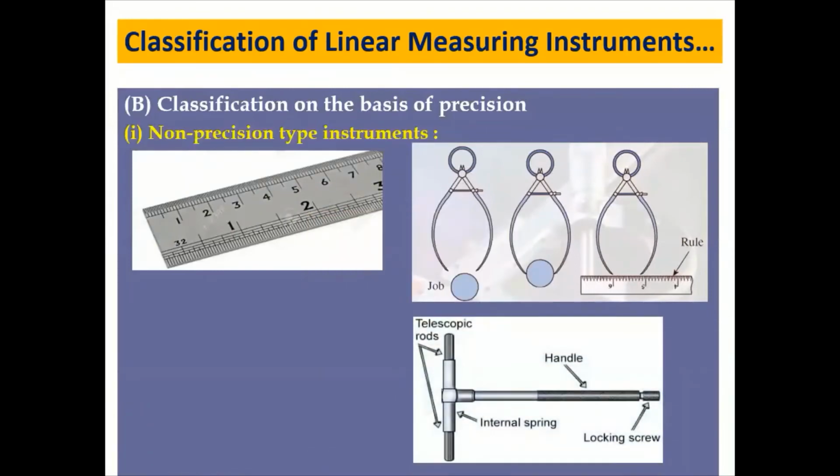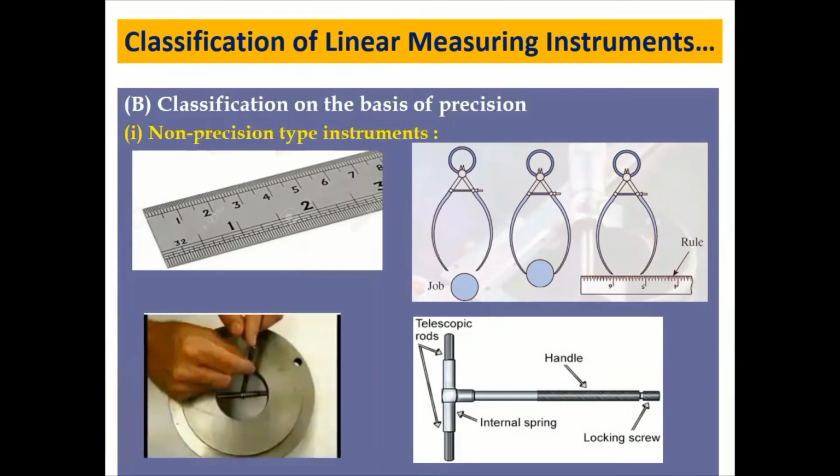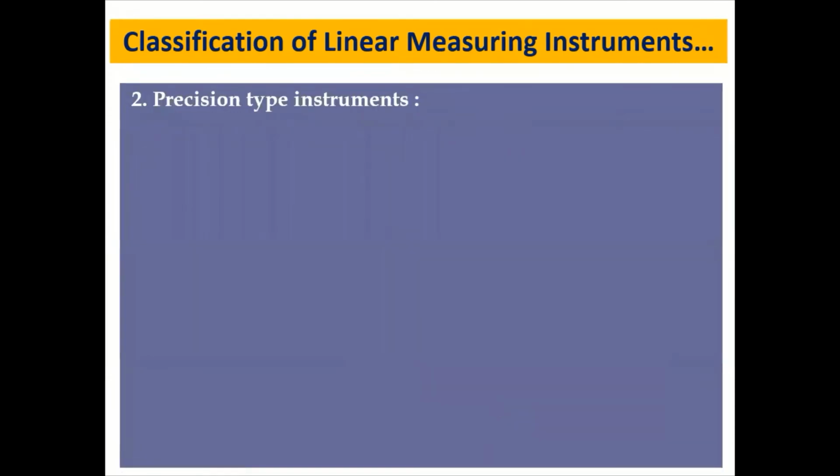Then this is the telescopic gauge. As the name indicates, it has a structure shaped like a telescope. That's why it is called a telescopic gauge. This telescopic gauge is used to measure the internal diameter of a hole, or slots or grooves also. If you see these, the two telescopic rods are there. Then there is a handle and a locking screw.